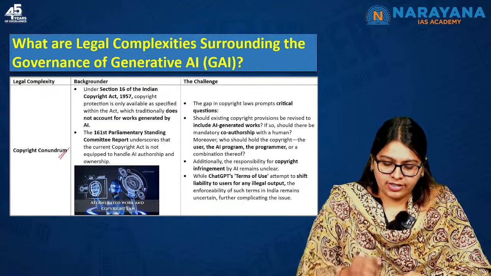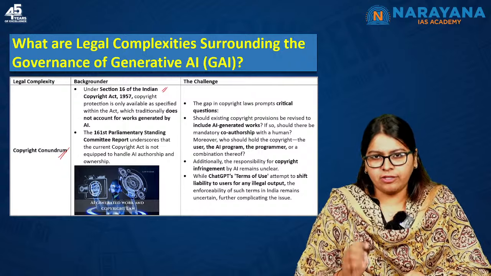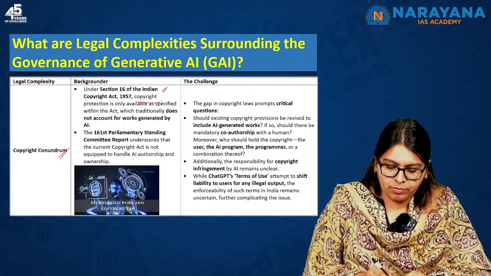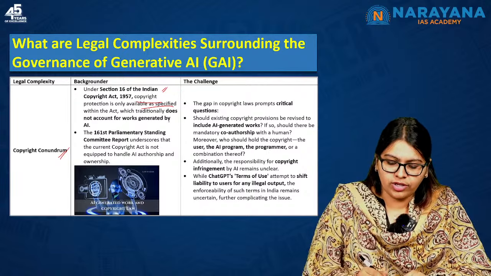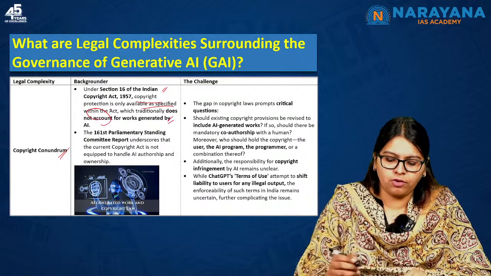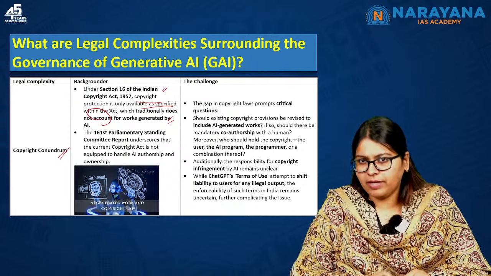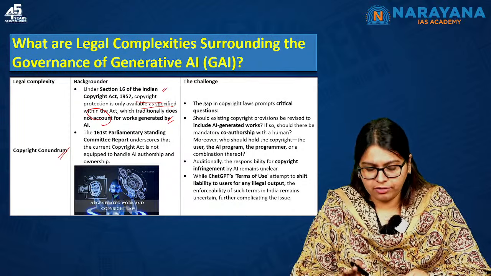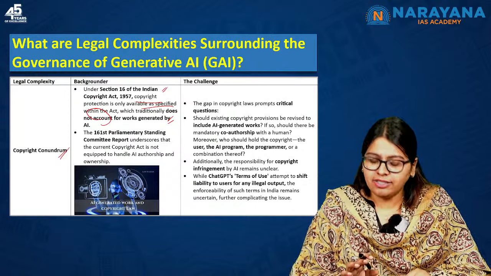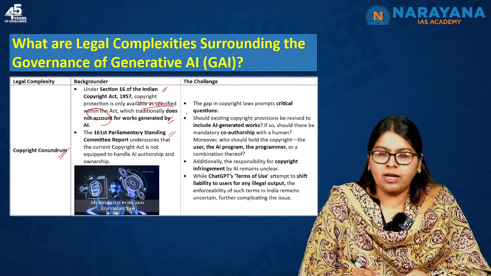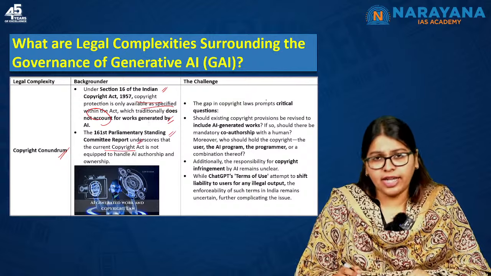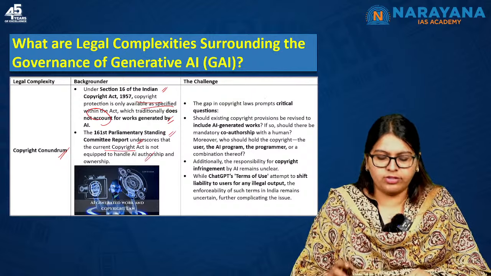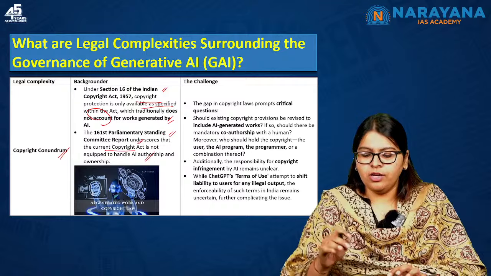Under Section 16 of the Indian Copyright Act of 1957, copyright protection is only available as specified within the Act, which traditionally does not account for the works that have been generated by AI. Okay, so it does not include any kind of AI. And the 161st Parliamentary Standing Committee report underscores that the current Copyright Act is not equipped to handle AI authorship and ownership. What are the challenges?